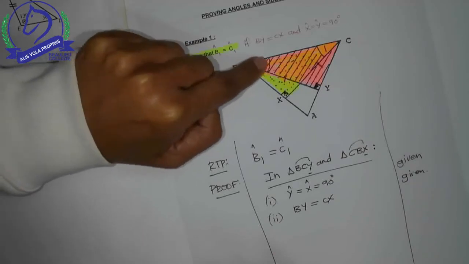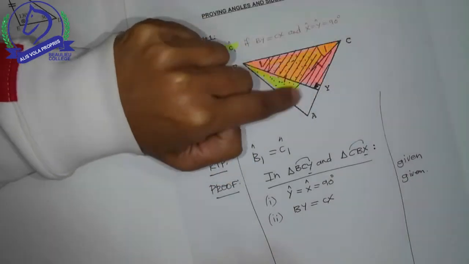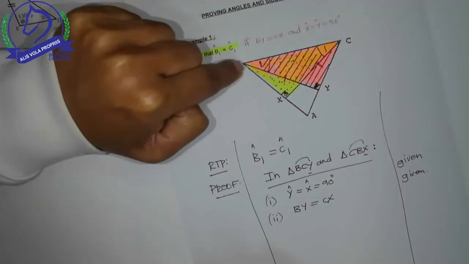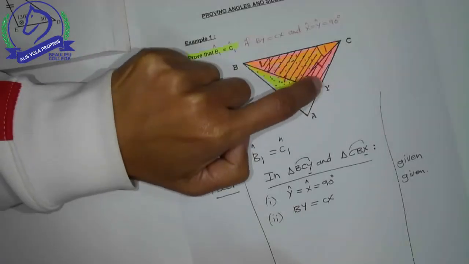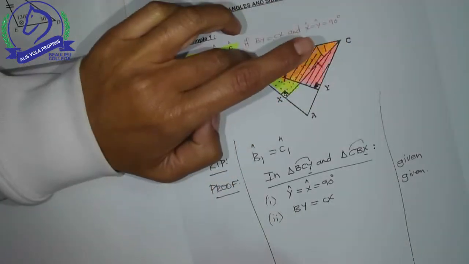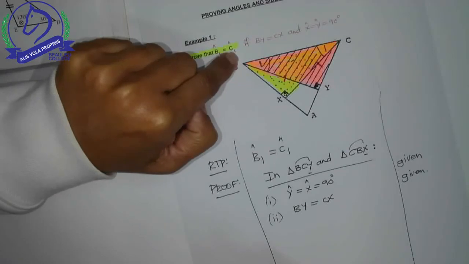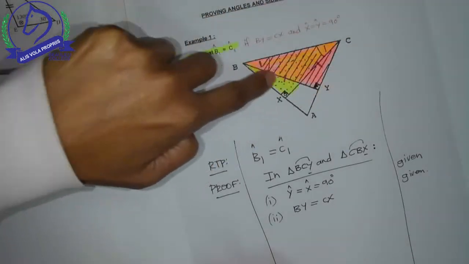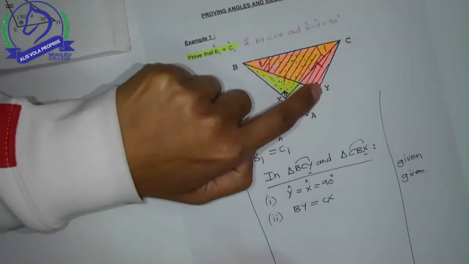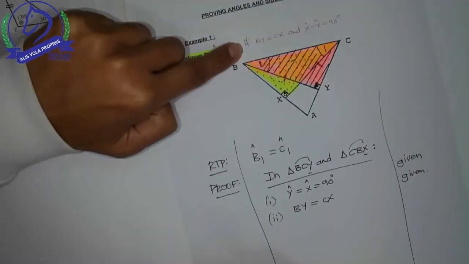Now, BY and CX are not the hypotenuse sides. So we've got a side, we've got a right angle. Do we have a hypotenuse? Which is the hypotenuse of triangle BCY? There's triangle BCY. There's your right angle, so BC is your hypotenuse side there.